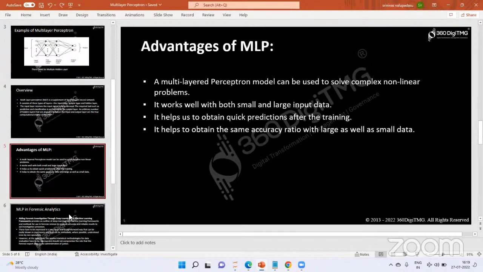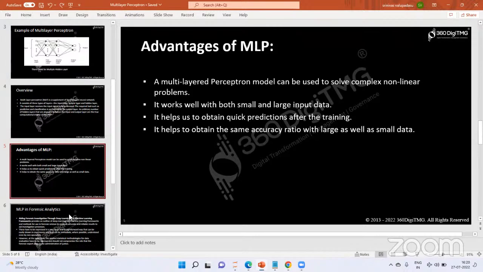And the next advantage is it works well with both small and large input data. We should not think that if we have huge data we need to use neural networks, and if we have less data we can go with machine learning. Not like that. It will work fine with respect to small and large input data, and it helps to obtain quick predictions after training.